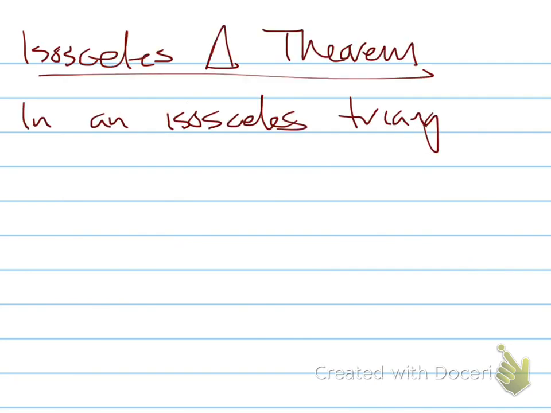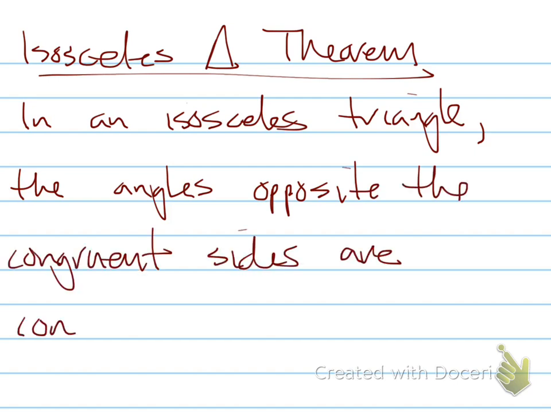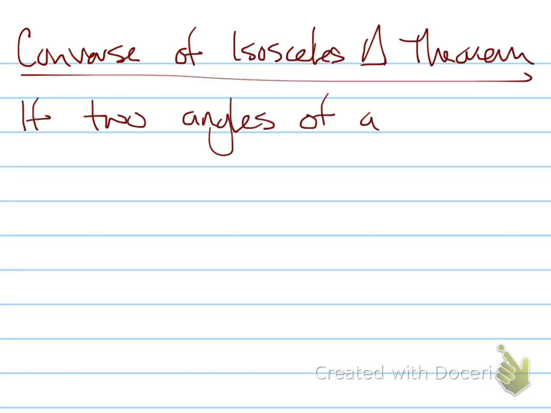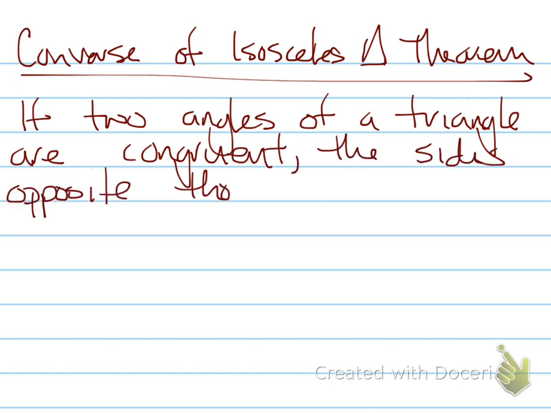The isosceles triangle theorem says that in an isosceles triangle, the angles opposite the congruent sides are congruent. The converse of that would indicate that if two angles of a triangle are congruent, then the sides opposite those angles are congruent.